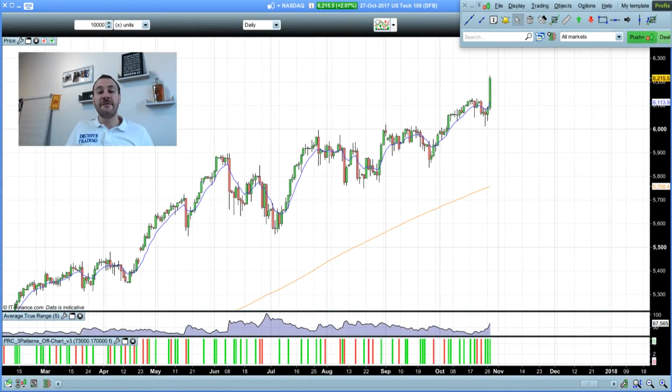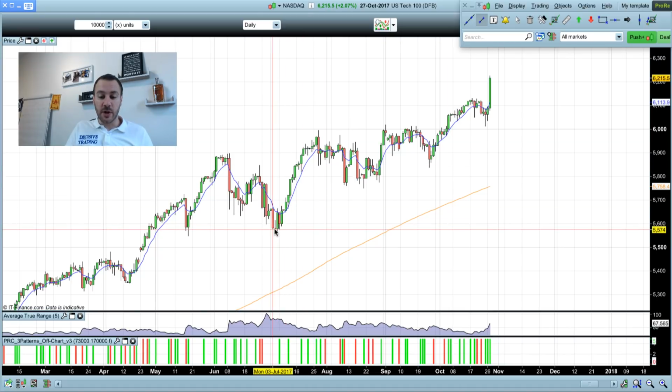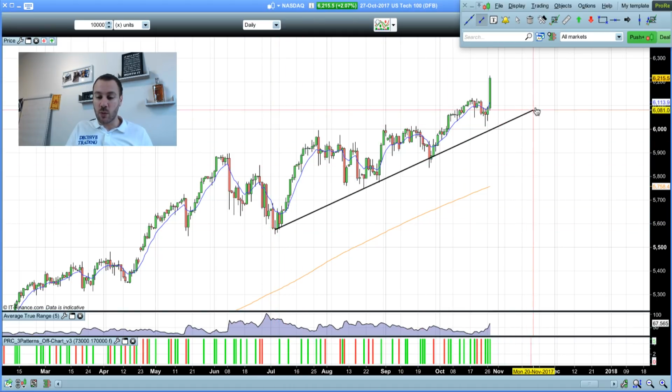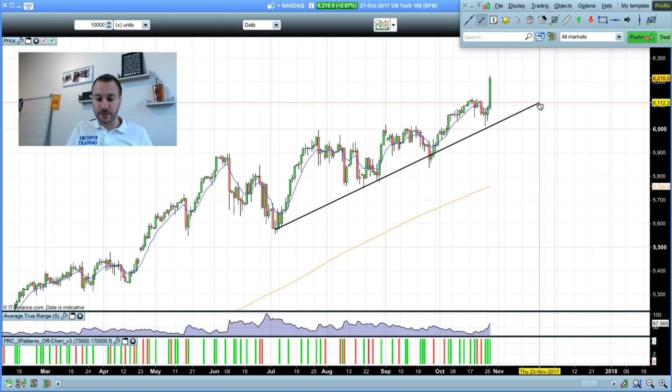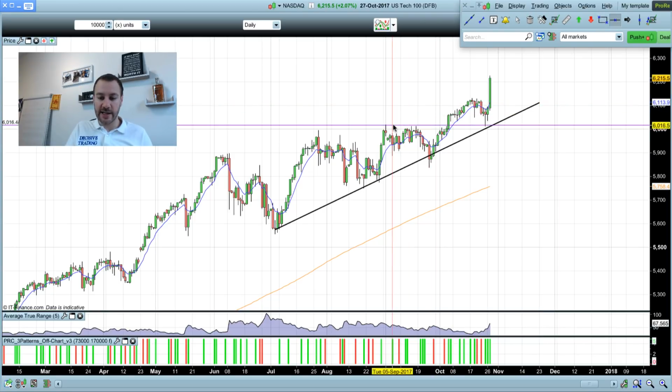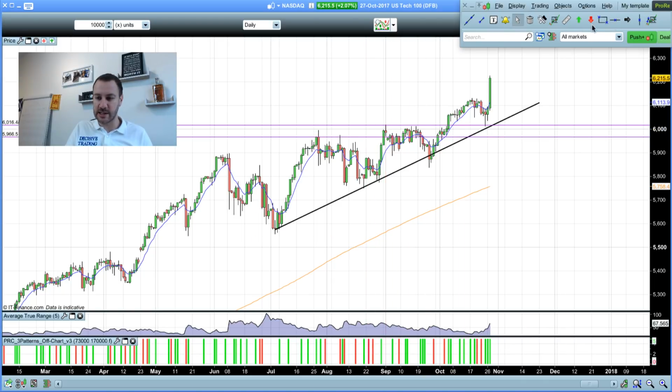Okay, now let's have a look at the Nasdaq. So from last week on this market, the main thing we were looking at was this potential, let me just mark this in, this potential price squeeze, looking at the ascending triangle. So we really had it all the way down into these levels.